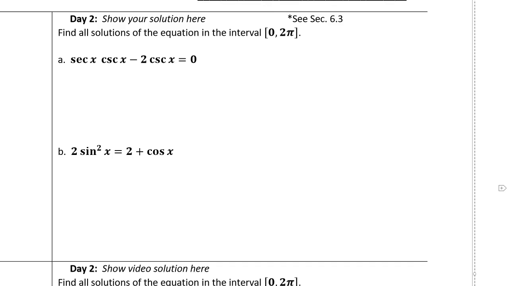Here's the answer for day 2. Find all solutions of the equation in the interval 0 to 2 pi. Question A. Here's our equation.